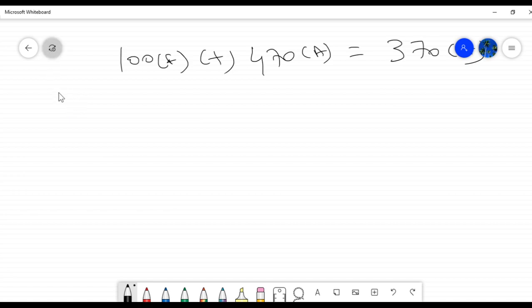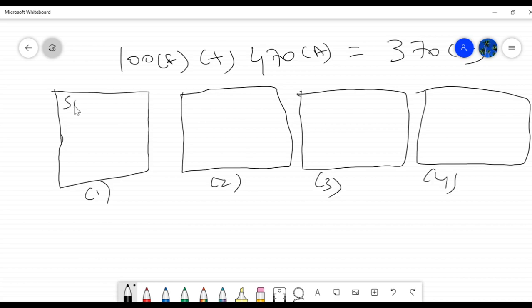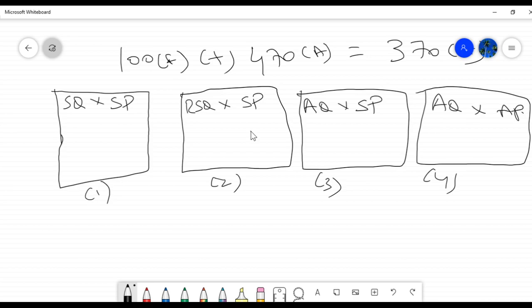First I'll write those boxes. Always, this is like a golden rule for standard costing. So we'll write four boxes. First one, second one, third one, fourth one. What is the first one? SQ into SP. What is the second one? RSQ into SP. What is the third one? AQ into SP. What is the fourth one? AQ into AP. So first one is applicable, second one is not applicable.